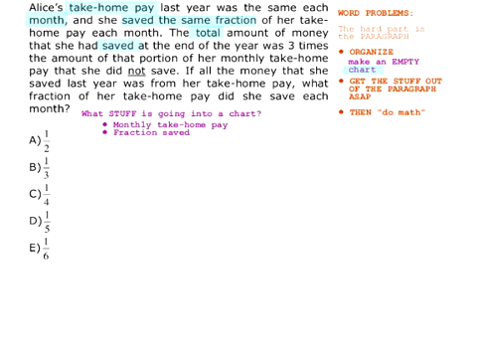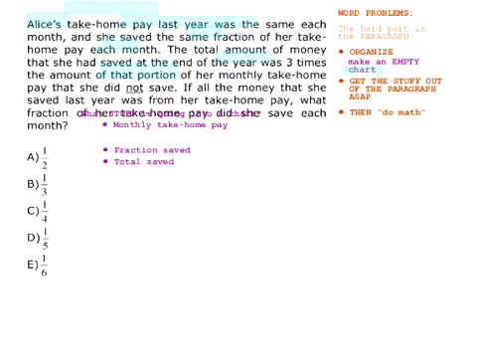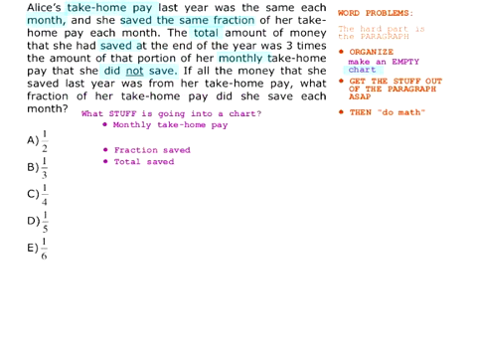Notice that I'm not looking at math here at all. I'm just looking at stuff that can be row and column headings for the year, total saved. And then this is the monthly that she did not save. So let's put that up there with the monthly take home. Might as well put all the monthly stuff together. So you also have the monthly not saved.